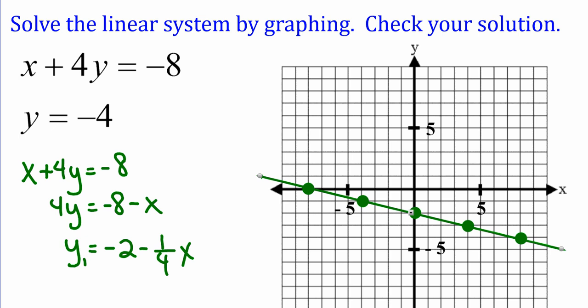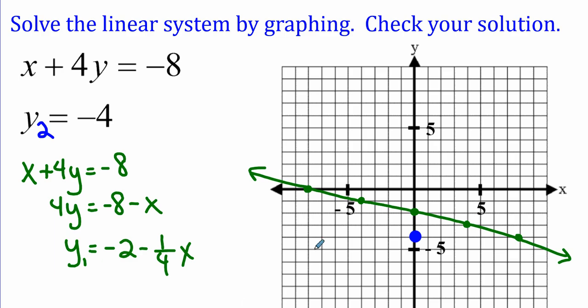Now we want to work on graphing our second line, and our second line is y equals -4. And we can see that the y-intercept would be at (0, -4). So we're going to plot that point. Now, from this point, we have to move our slope.